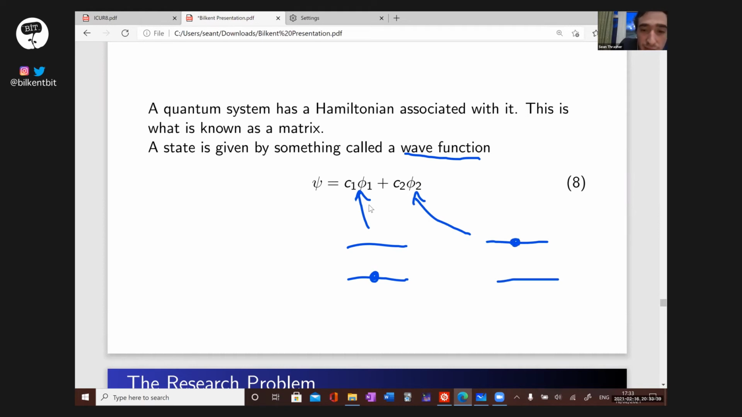And so these two are numbers that you are free to adjust. If this number is much larger than this, then this corresponds to the case where the electron is more likely to be in the upper energy level. Conversely, if this number is much larger than this one, then the electron is more likely to show up in the bottom energy level. I'm sweeping a lot of mathematics under the carpet, but feel free to ask if you want me to explain that more.